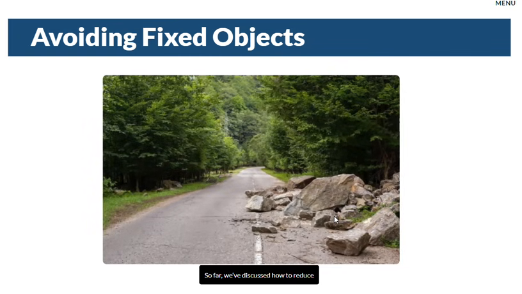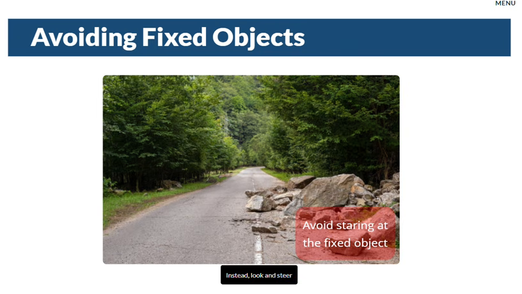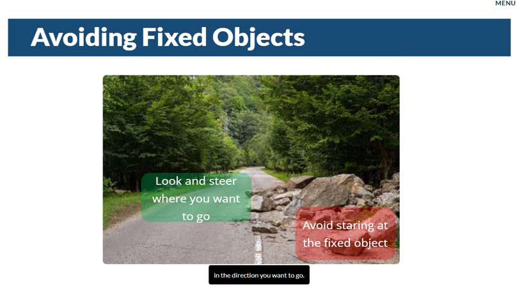So far, we've discussed how to reduce injury when a collision is unavoidable. In this next section, we'll focus on avoiding fixed objects like rocks, trees, shrubs, power poles, or signs along the roadway. Imagine you're driving on a mountain road. You don't know that a landslide has just occurred up ahead, and you suddenly come upon a boulder in your lane. To reduce injury, avoid staring at the fixed object. Instead, look and steer in the direction you want to go.